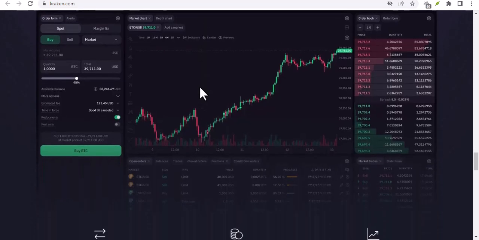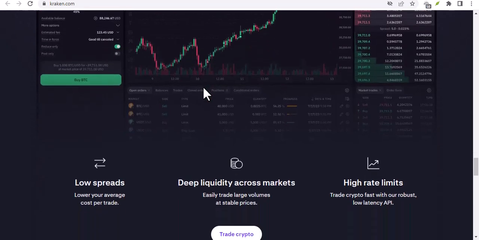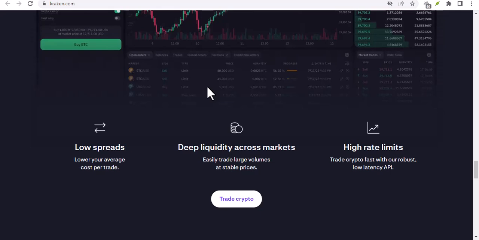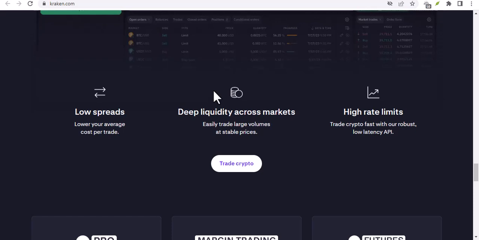Here are some of the drawbacks of using Kraken offline. You can't buy or sell cryptocurrencies offline. You need to have a Kraken account in order to use Kraken offline. You need to have the Kraken desktop app installed on your computer.